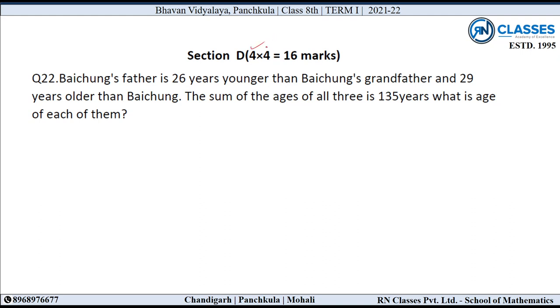Section D has 4 questions of 4 marks each, so 16 marks can be yours. It's not difficult to get the full 16 from here either. Bhai Chung's father is 26 years younger than Bhai Chung's grandfather, and 29 years older than Bhai Chung. So the father is the middle one, the grandfather the oldest, and Bhai Chung the youngest. The sum of all three ages is 135. What is the age of each one of them?